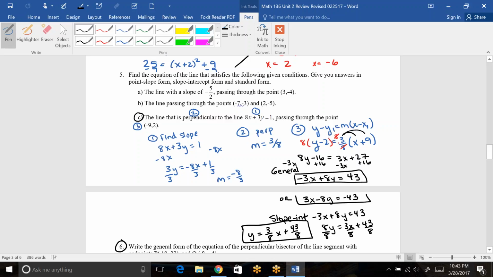Now on the test, we do not make you do both forms in one question. This was just so you could get lots of practice with converting. The question will be worded so that it'll either say write the answer in general or write the answer in slope intercept. We don't ever make you leave it in point slope. That's just trying to help you get started.